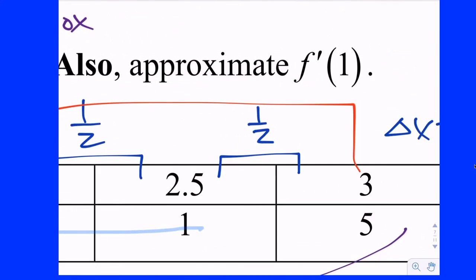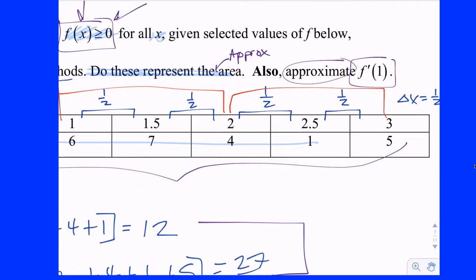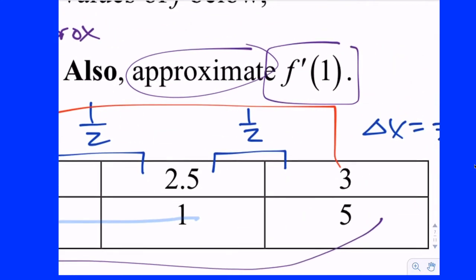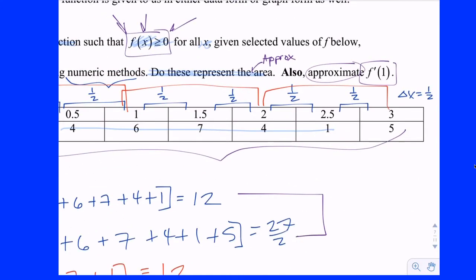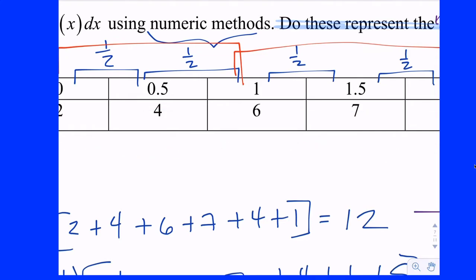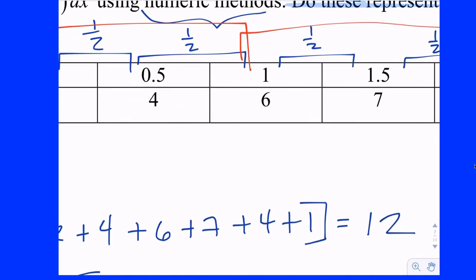Hey, look, a little bonus review question. Also, approximate f prime of 1. Good old review. F prime of 1. That's the slope of the tangent line at 1. We can't actually find it because we don't have the equation. So to approximate a tangent line, we have to use a secant line. So here we go. F prime of 1, squiggles.